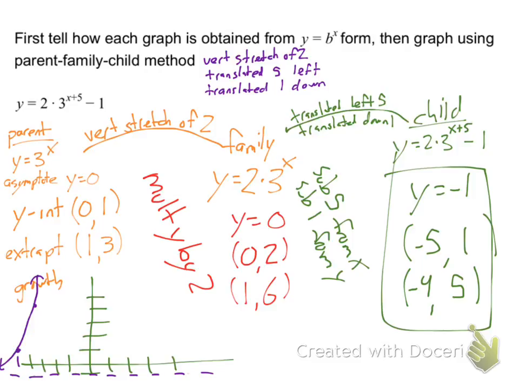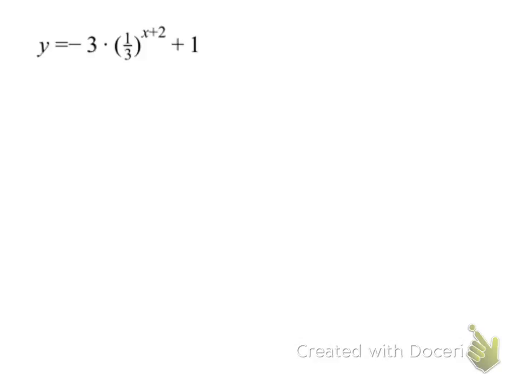So, we're going to do the same thing with this problem: y equals -3 times (1/3) to the x plus 2, plus 1. I want the parent, family, child to graph this. I will give you guys a couple minutes here first to see how far you can get. This is how we're supposed to do this. Test it out, and then we'll come back together to finish it off.